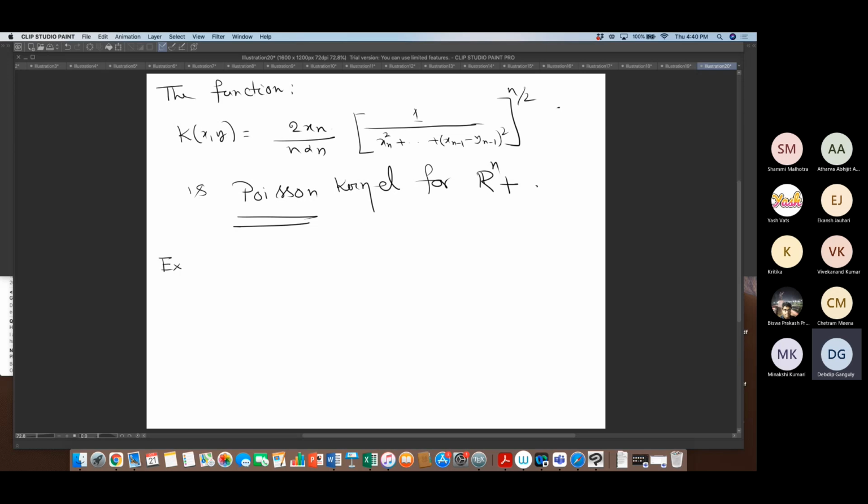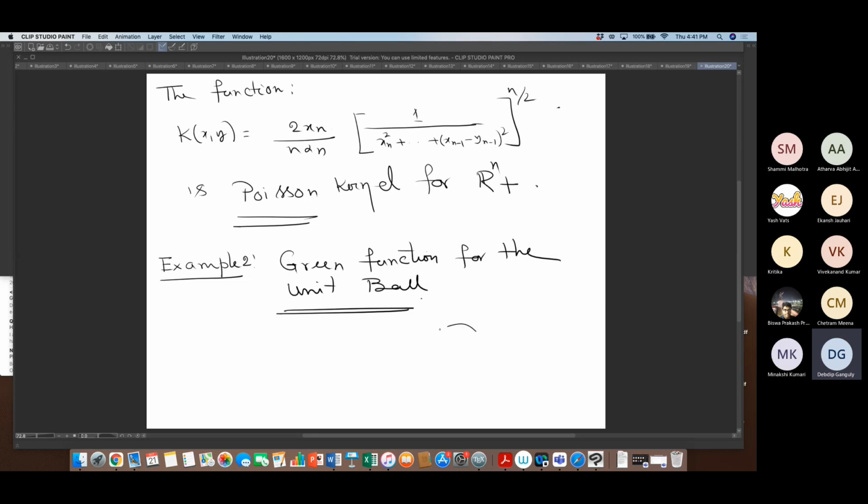Next, example 2, I will not do today. Just think about it. Example 2, you want to do it for the ball. Green function for the unit ball. Just think what to do. Any idea? So your ball is this. Take any point x. I have to define some x star which is outside. You understand what I am to do? And also that this distance is preserved. What to do from the boundary?